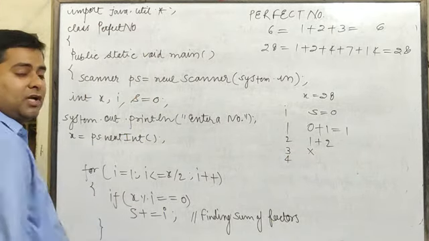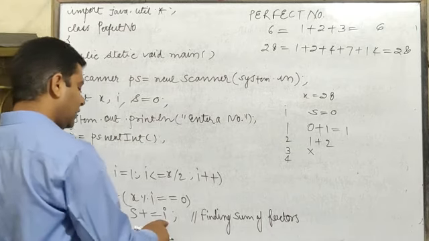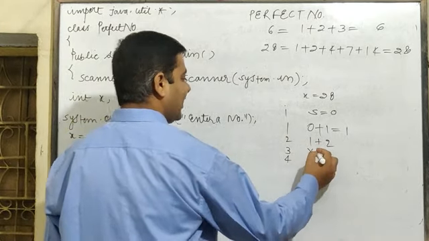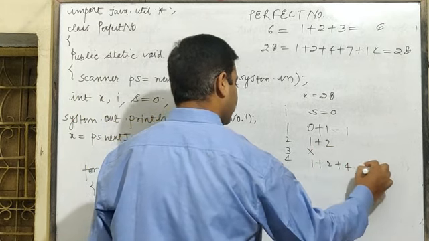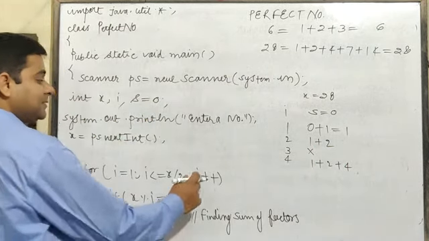So 28 modulus 4 equals 0. Condition is true, so 4 will be added in s. Last time the value of s was 1 plus 2, so now 1 plus 2 plus 4. Then i plus plus, 5.